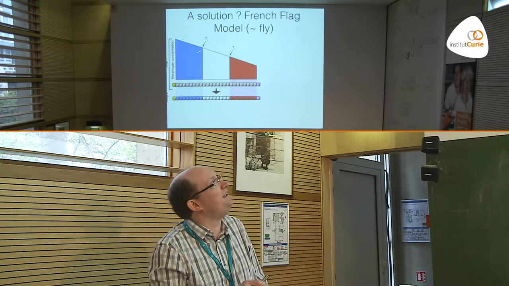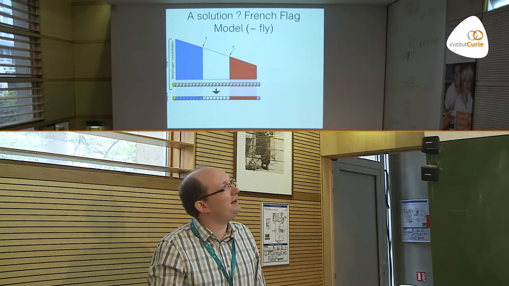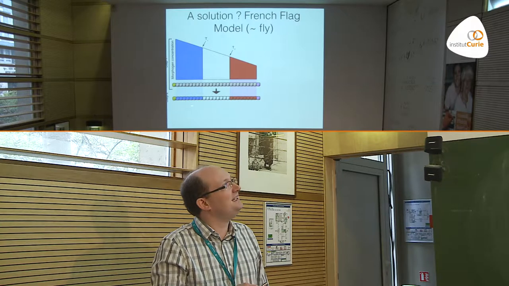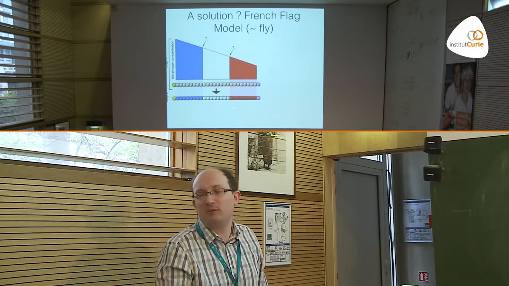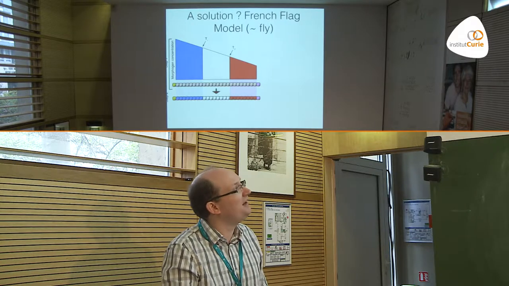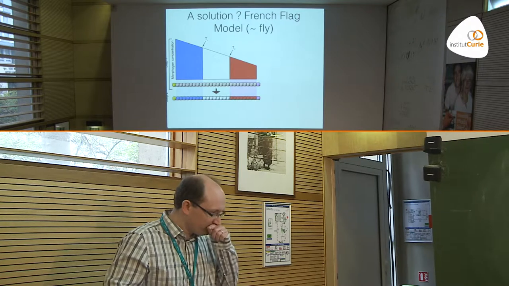So you see that by defining two thresholds, you're basically able to define three fields, a blue field, a white field, and a red field. And then these fields can have different identities. That could be, say, first segment, second segment, or third segment. Or that could be head, thorax, abdomen. That's the idea of the French flag model.